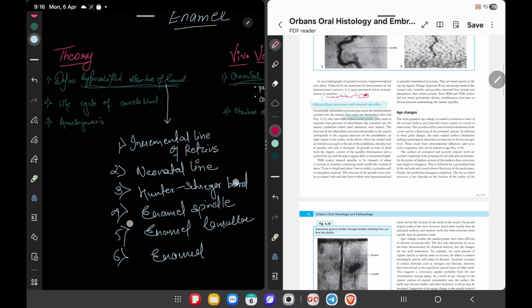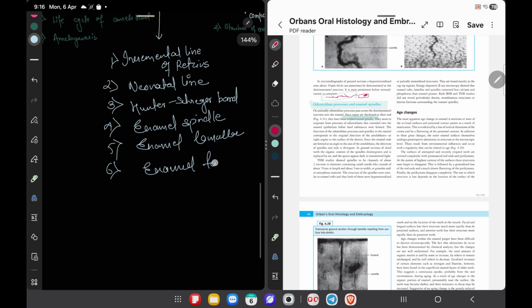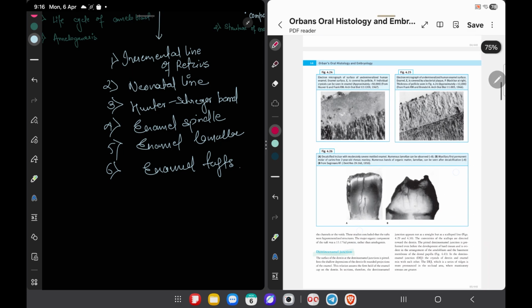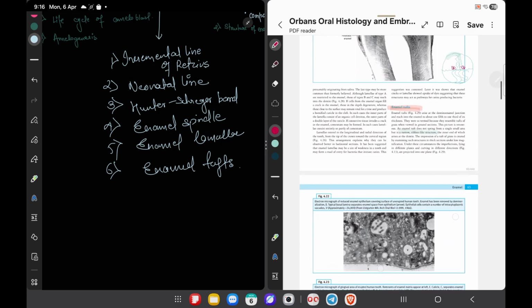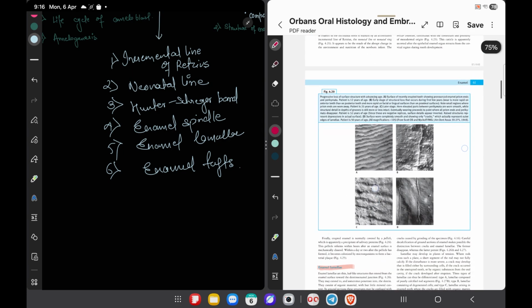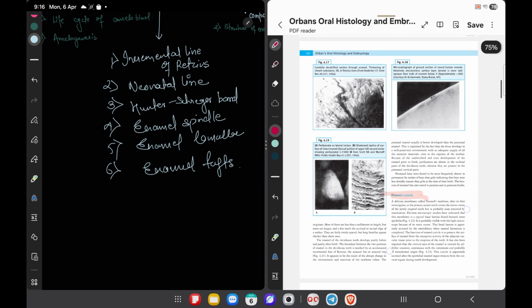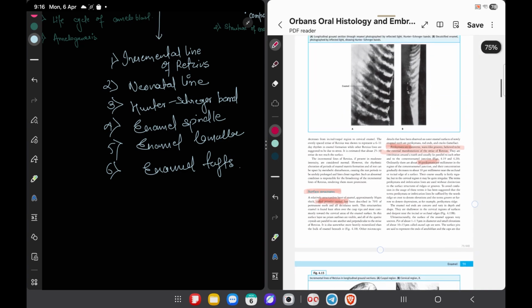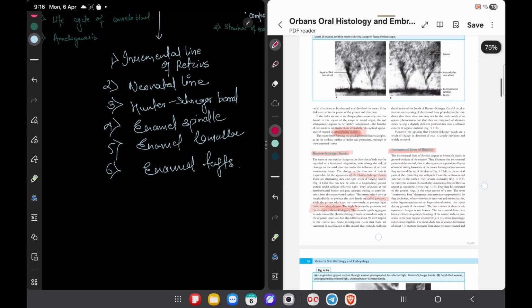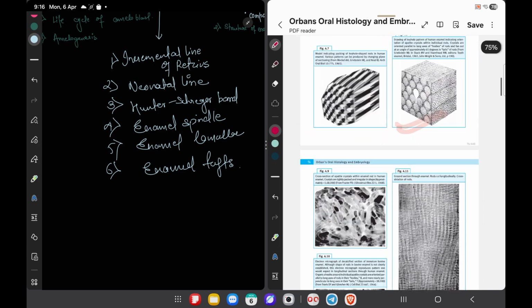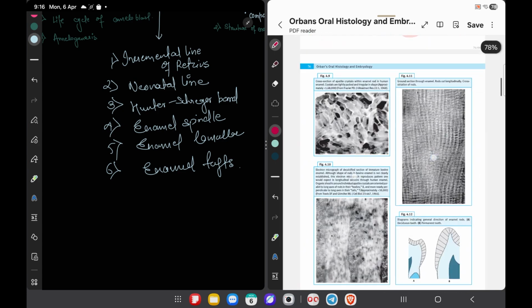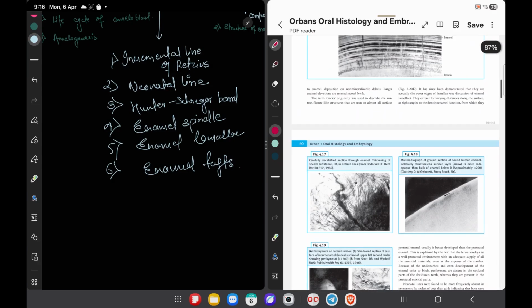enamel tufts. I don't think I'm missing anything. Tufts, Schreger bands, lamellae. Enamel cuticle, that's not very important. So these are all the hypocalcified structures of enamel.